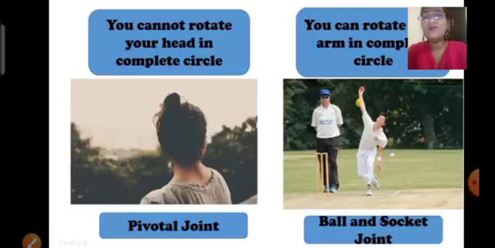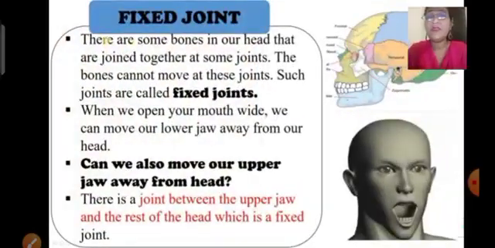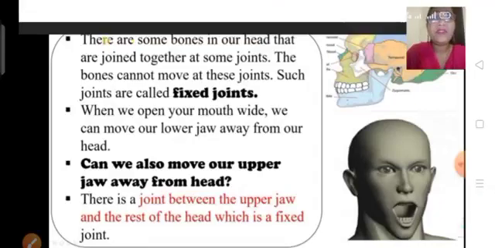Now let's move forward to the next type of joint, which is the fixed joint. There are some bones in our head that are joined together at some point. The bones cannot move at this point, and such joints are called fixed joints. Fixed joints are present in the skull. When you open your mouth wide, you are moving your lower jaw away from your head. Can you move your upper jaw away from your head? You cannot do that. And why, children?